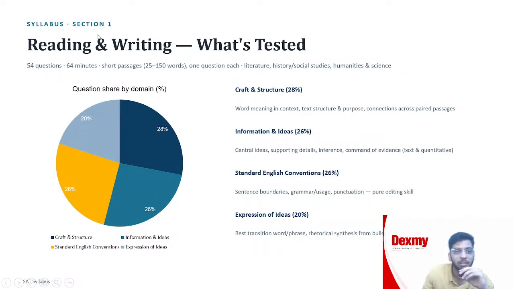So what is the syllabus? We'll discuss the syllabus. I am the mathematics faculty, but I'll tell you about the reading and writing part too. So, reading and writing.